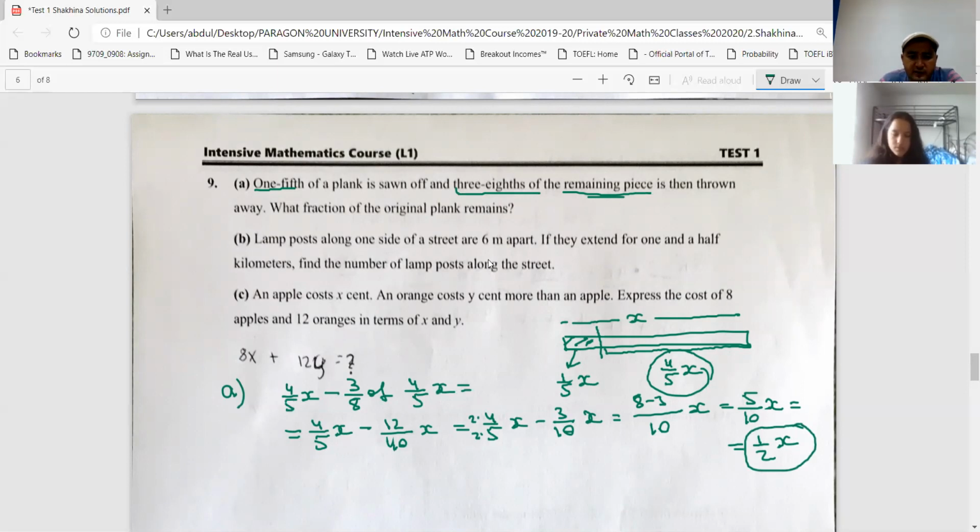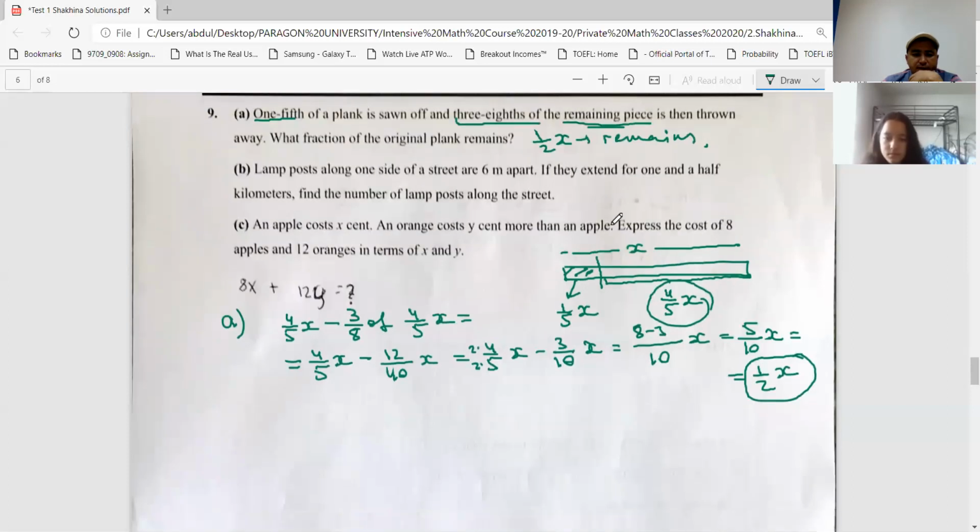Then what is the answer? What fraction of the original plank remains? So half of the original plank remains. Okay? Question B.